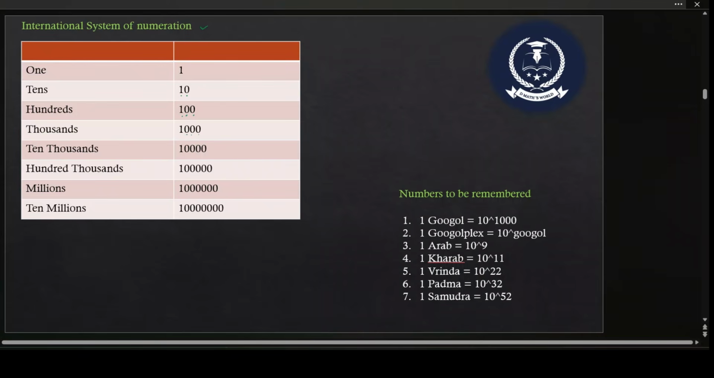1, 10, 100, 1,000, 10,000, 100,000. So in the place of lakh in the Indian system, here it will come as 100,000. It means that we will say 100,000, which is 1 lakh. Okay. So I'm counting it: 1, 10, 100, 1,000, 10,000, 100,000.